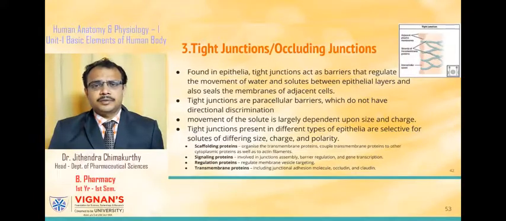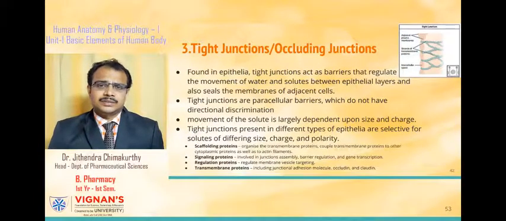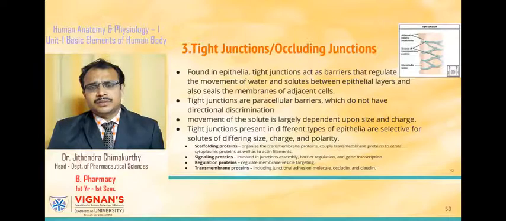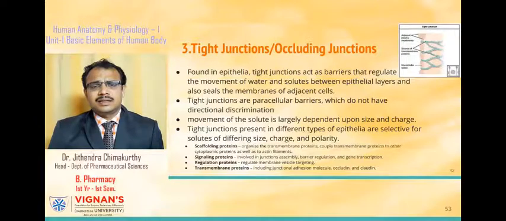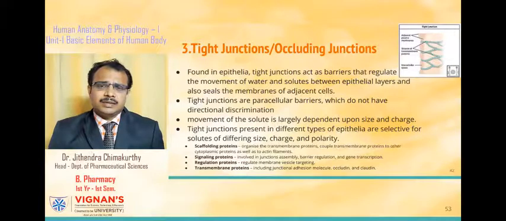The other type of junctions are tight junctions. These tight junctions are also called occluding junctions because they are mostly found in epithelia, and these junctions form a barrier by forming a close contact between the cells, binding the plasma membranes of adjacent cells, and this will restrict the movement of any water or solute across these membranes.